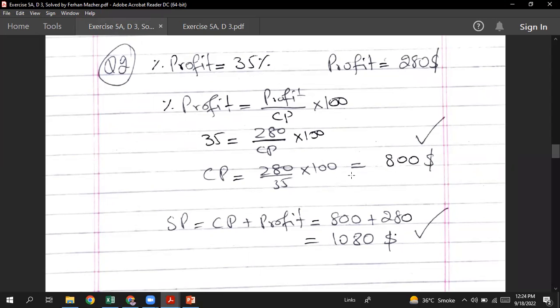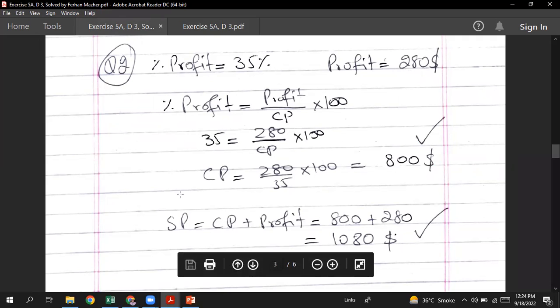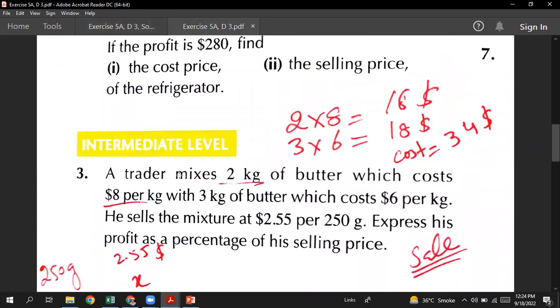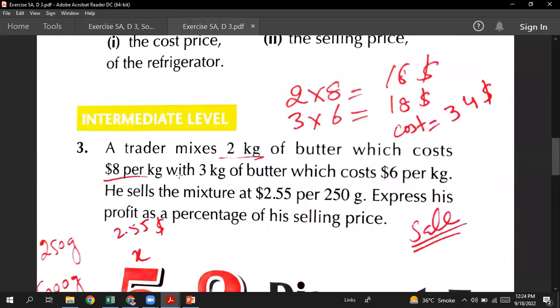So that will be equal to $800. So now you know the cost price, now you know the profit. So the sale price is equal to the cost price plus the profit. It will be 800 plus $280, and that will be $1080. So that is how you do question number two. I hope you understand. Okay, so now we are going to the next question.